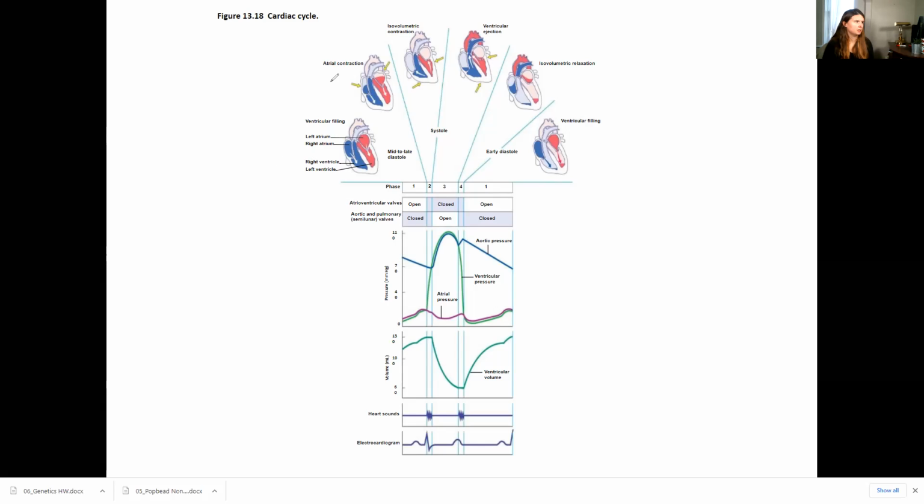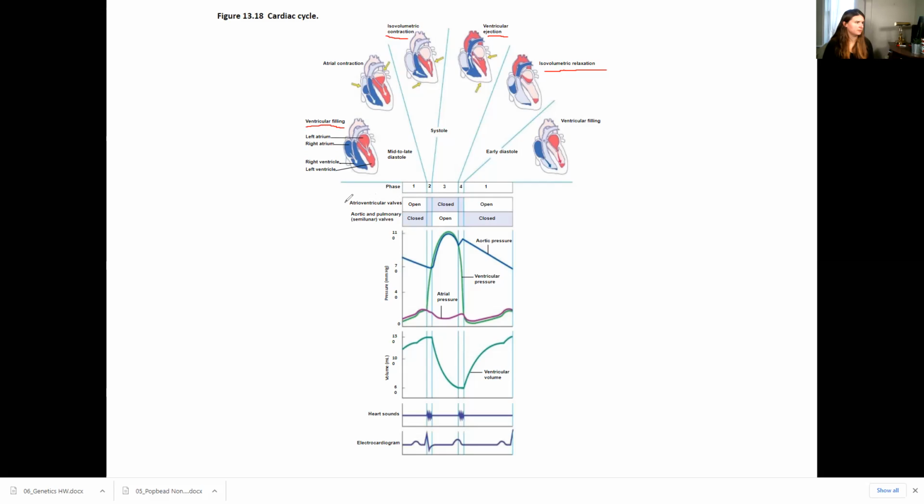But what we're looking at here, right, this is showing us the phases, right? So the numbered phases, 1, 2, 3, 4. We have their names: ventricular filling, isovolumetric contraction, ventricular ejection, isovolumetric relaxation. We have arrows for where the blood is flowing, or I should say where the pressure gradient is, because during our isovolumetric ones, we don't actually have blood flowing. This is showing us the pressure pushing back towards the atria, but it can't go because the valves are closed.